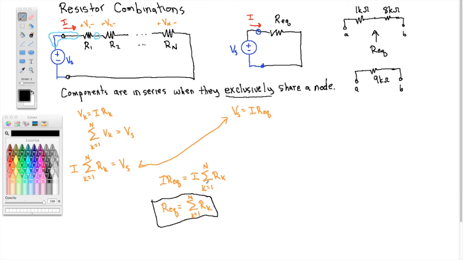I want to point out something. If you're not familiar with this sigma notation, it's simply shorthand for: the equivalent resistance is R1 plus R2 plus all the way up to plus Rn.